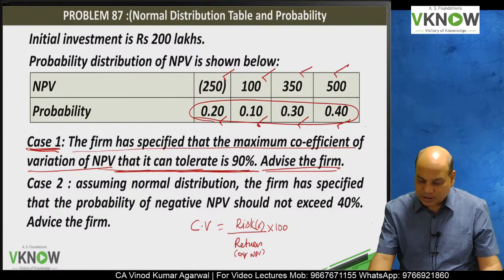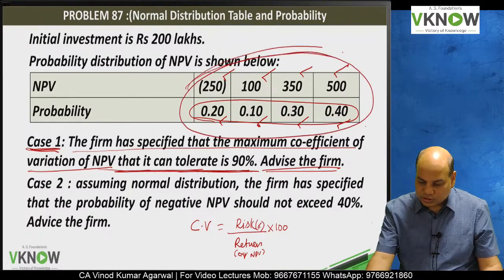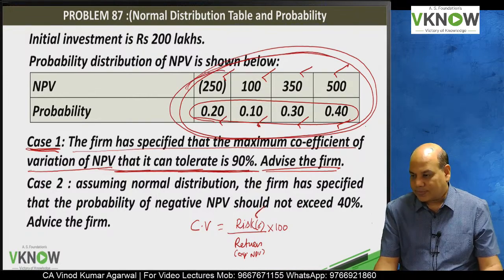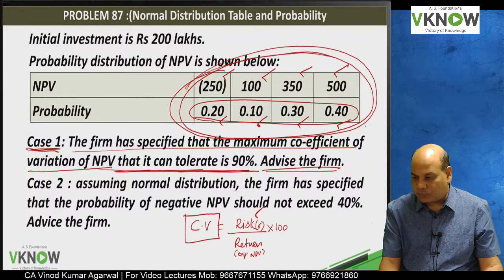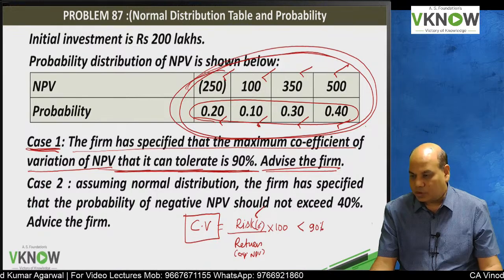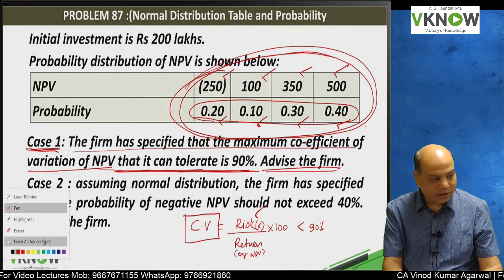So for expected NPV I need to multiply these two, and using the same data I will compute the standard deviation, then compute coefficient of variation. If this is less than 90%, project will be accepted. If it is more than 90%, project will be rejected. My tolerance limit is 90%.